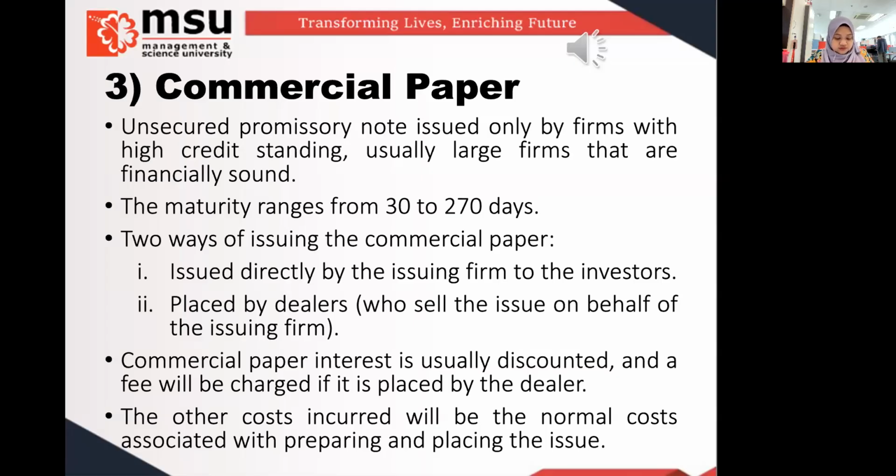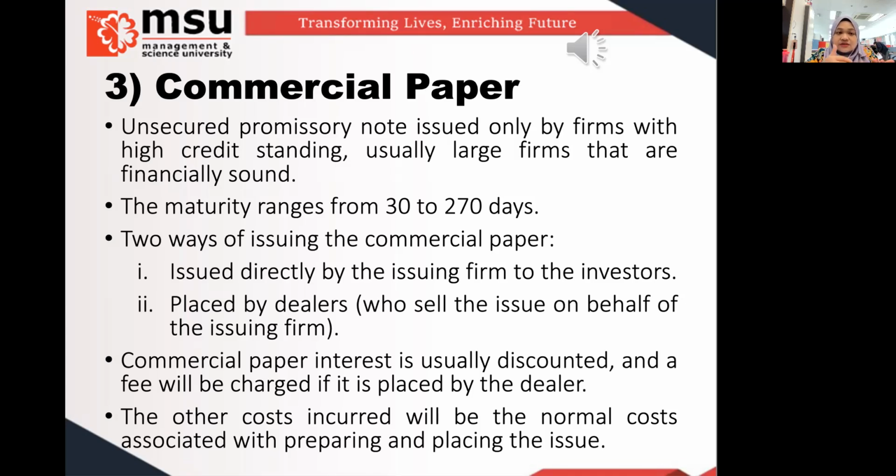Okay, let us continue with commercial paper. So commercial paper is also one of the financial instruments that can be used to get funds. It is one of the examples of short-term financing. The tenure or the maturity period for the payment of the commercial paper will be less than a year. So the maturity range is from 30 days to 270 days.